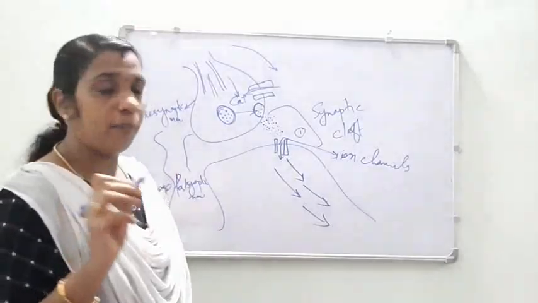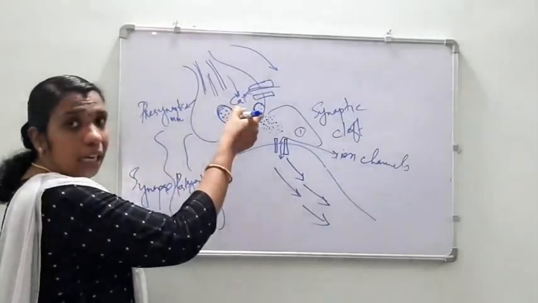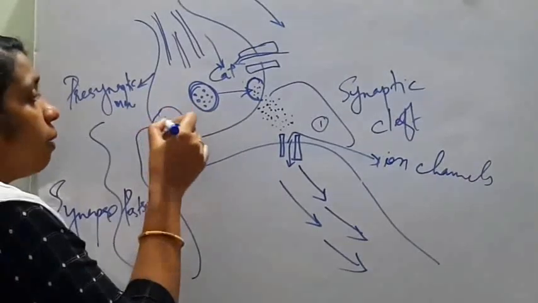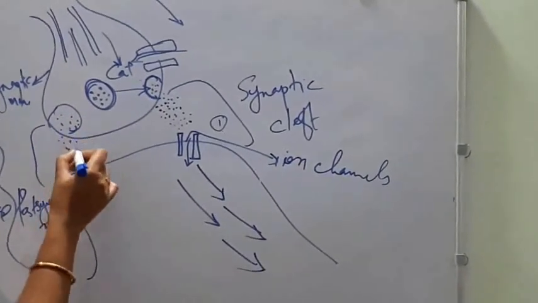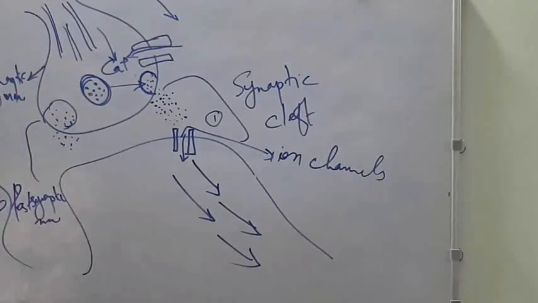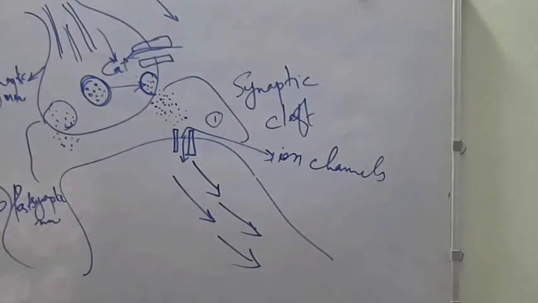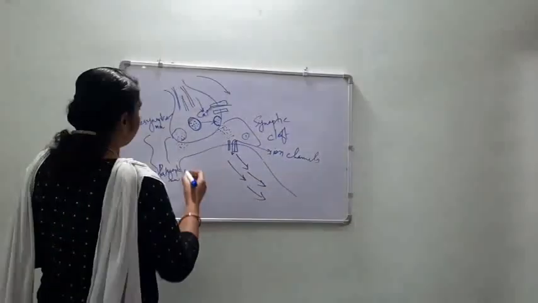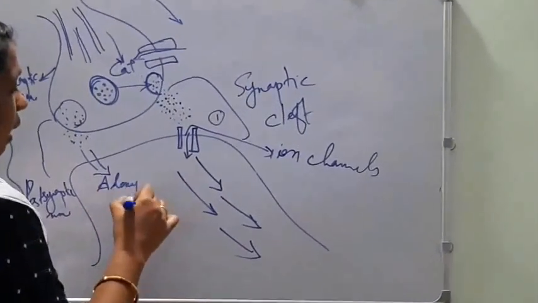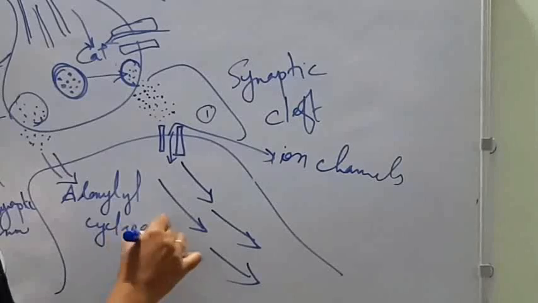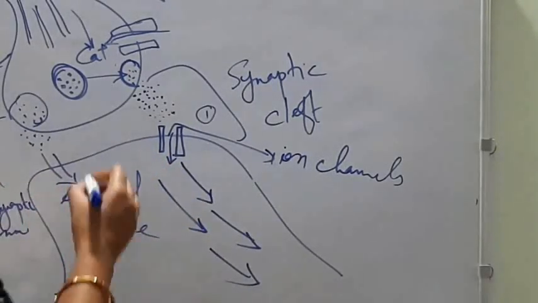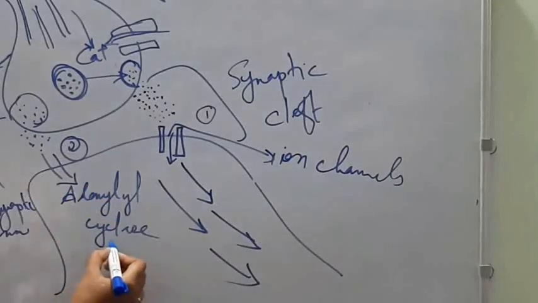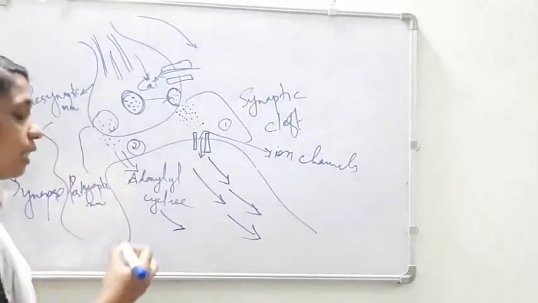In the second method, the same thing happens initially. When calcium enters inside the presynaptic membrane, the synaptic vesicle comes in contact with the presynaptic membrane, breaks open, and discharges the neurotransmitters. And then it will stimulate the enzyme known as adenylyl cyclase. Adenylyl cyclase. This is the second method. So it will stimulate the enzyme adenylyl cyclase, and this adenylyl cyclase will be stimulating the transcription.